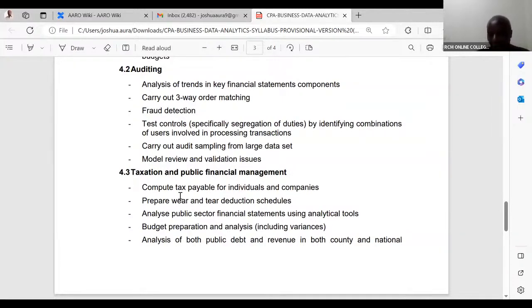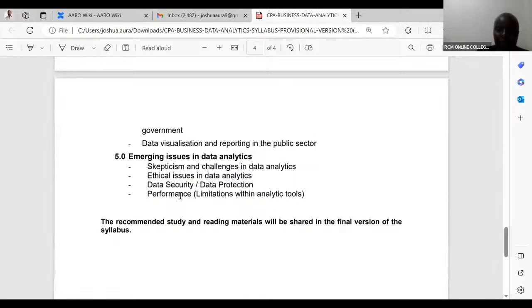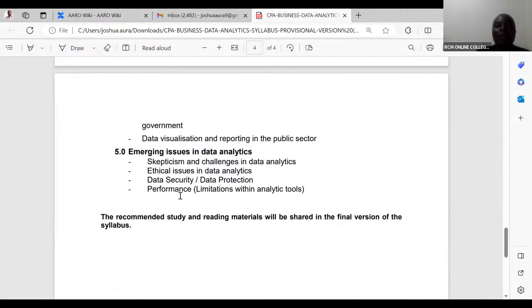Prepare wear and tear deduction schedules, analyze public sector financial statements using analytical tools, budget preparation analysis, including variances, analysis of both public debt and revenue in both county and national governments. And then we have data visualization reporting in the public sector. Great. Emerging issues in data analytics, skepticism and the challenges in data analytics.